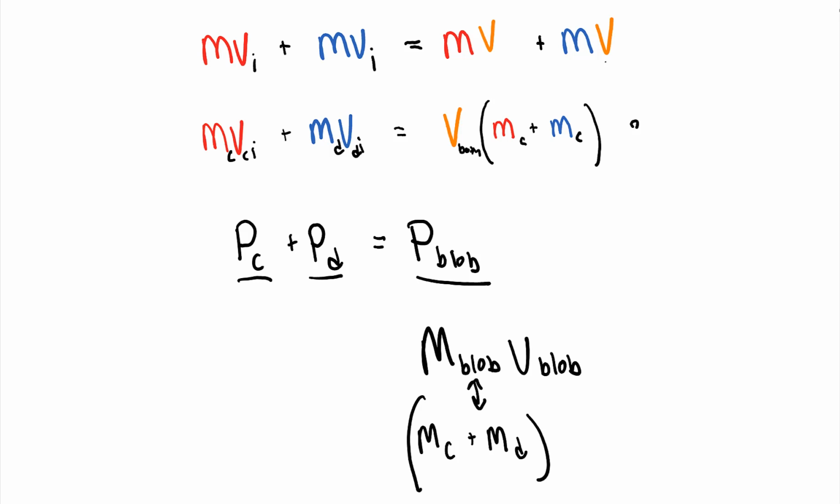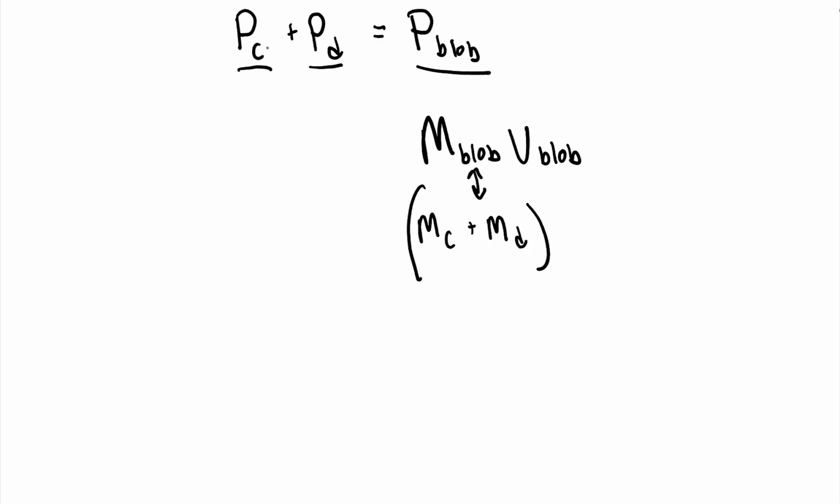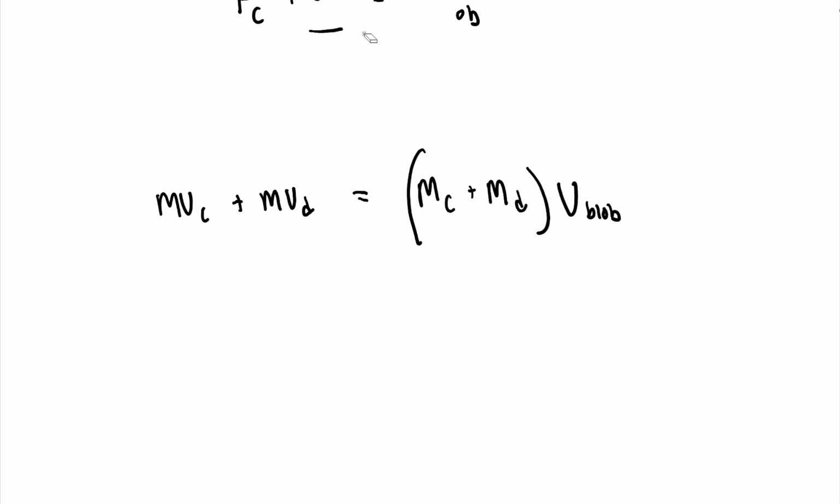So another way you could get this equation is to say the momentum of the car is m v car, the momentum of the dumpster is m v dumpster, and the momentum of the blob is the mass of the blob times the velocity of the blob, which is what we want to find. So there are two different ways to get exactly the same equation, but let's say this is the equation we have.